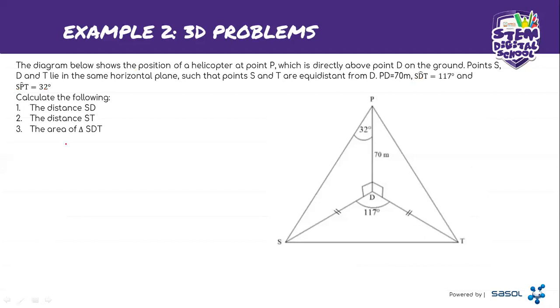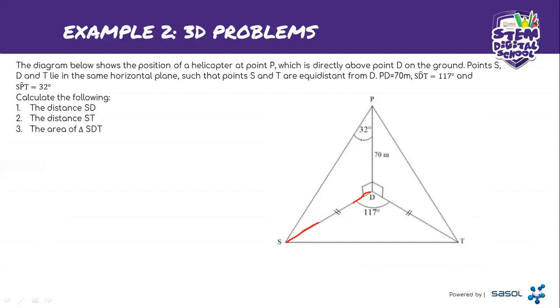Now let's calculate the following: the distance SD. Let's go and find SD. This is the SD. Can you see SD there? SD is part of two triangles, which are PDS and SDT, right? Which triangle do we use to calculate SD? We're going to use this triangle PDS.